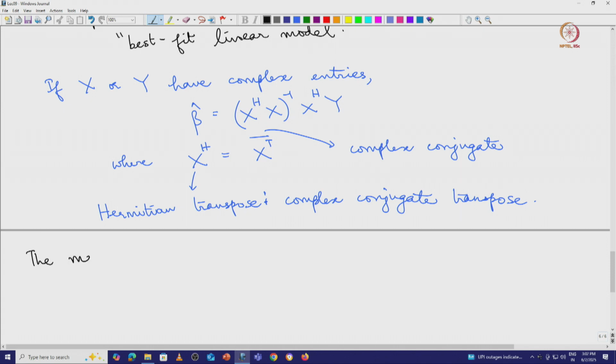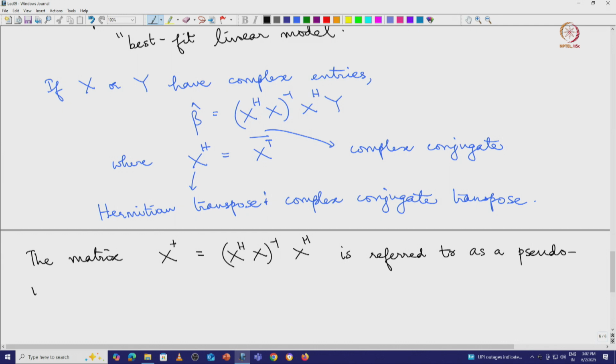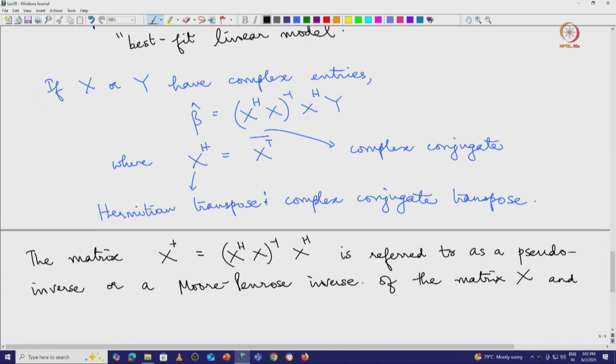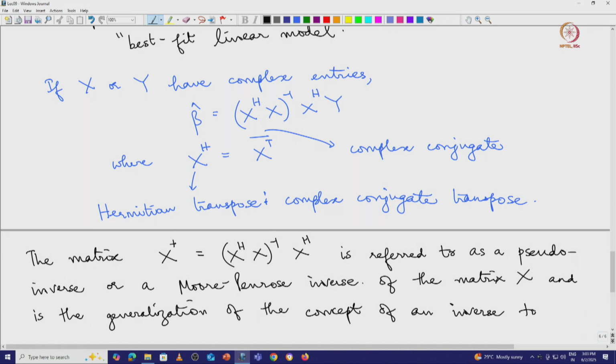So the matrix x plus, which is x Hermitian transpose x inverse xh, is referred to as a pseudo inverse or a Moore-Penrose inverse of the matrix X, and it is the generalization of the concept of an inverse to a rectangular matrix.